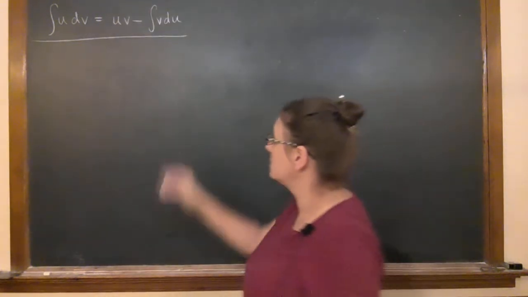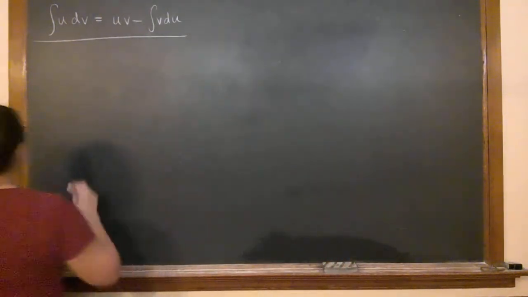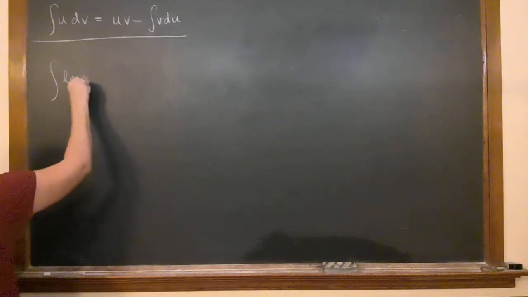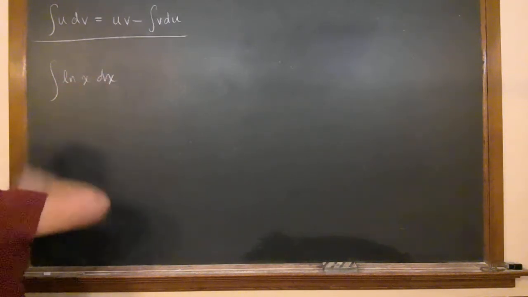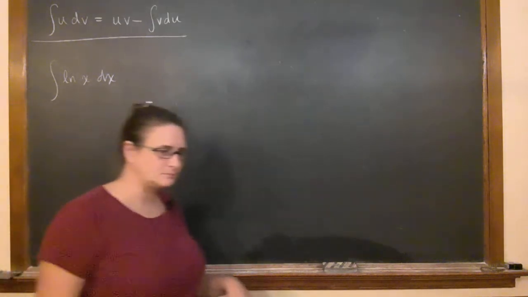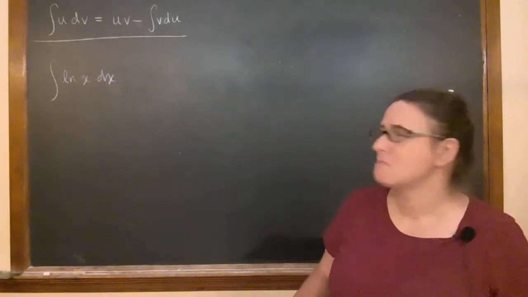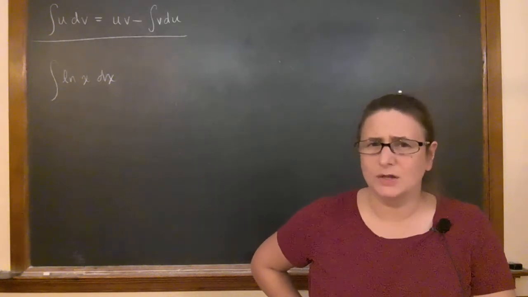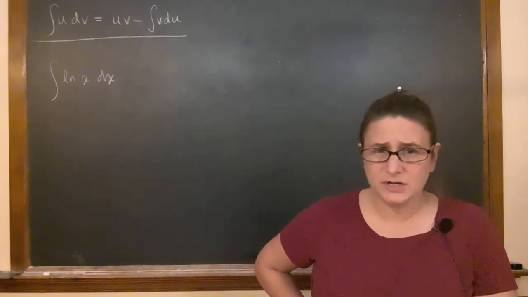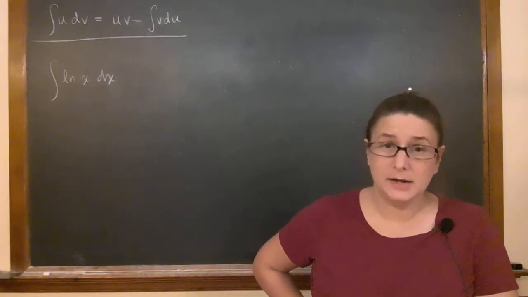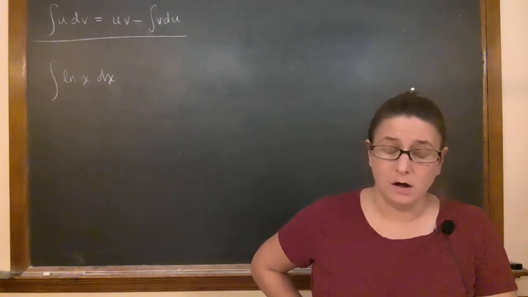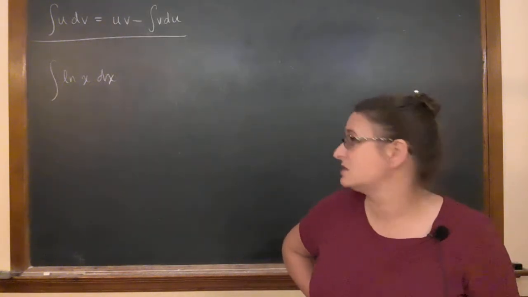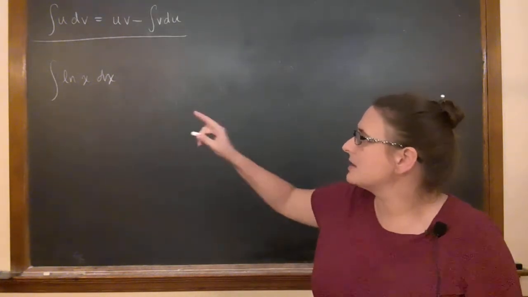So I moved it up a little. And I'm going to do a different example, which is a different example because it's a little different. Natural log of x dx, it doesn't really look like f times g. But you can also use integration by parts on something like this.